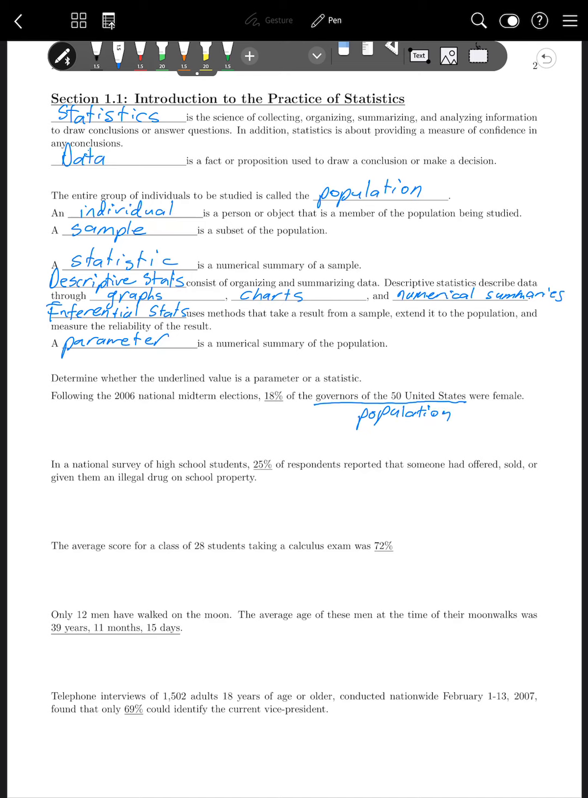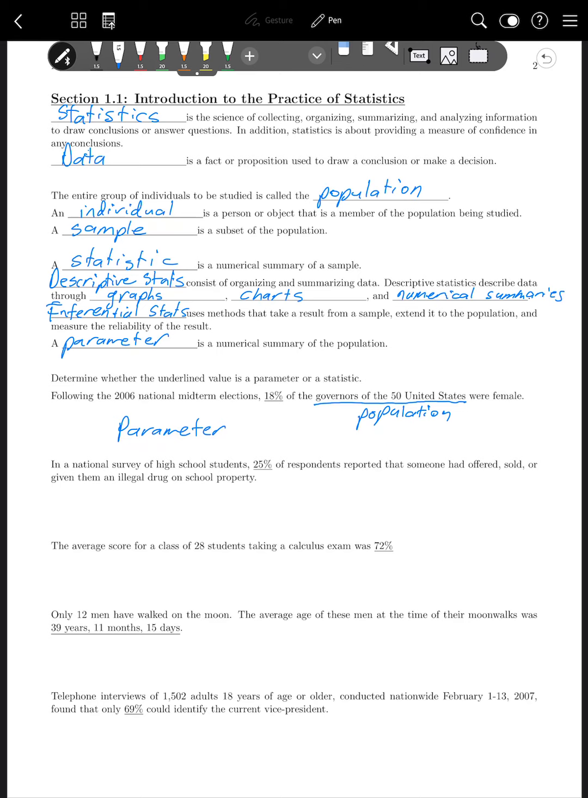So does this number refer to a ratio for the entire population or just for a sample of that? Well, in this case, it refers to the entire population because they're saying that 18% of the entire population is female. So this would be a parameter. The difference here would be if we were to say take a sample of 20 governors and say 18% of those were female, that would be a statistic because then we're looking at a sample.